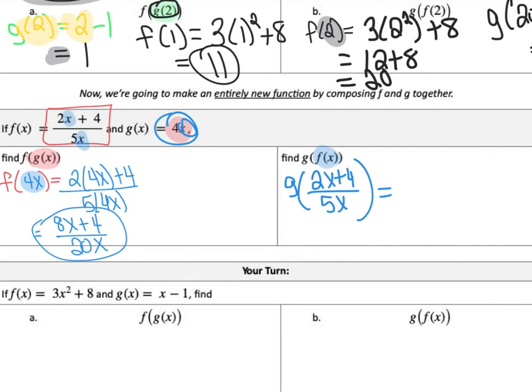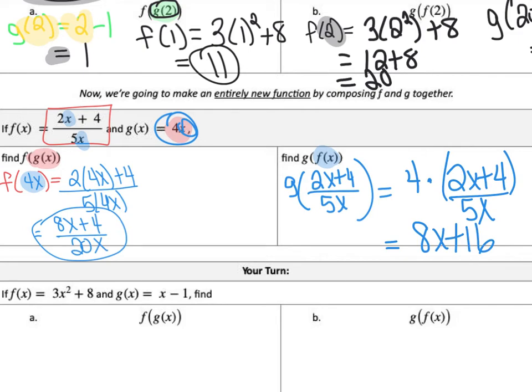So I'm going to say 4 times 2x plus 4, because remember, I'm taking out that x and putting the function f of x in its place. And I would get, can't forget to distribute here, 8x plus 16 over 5x.